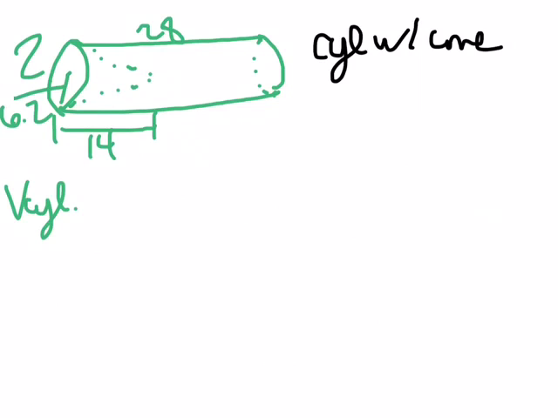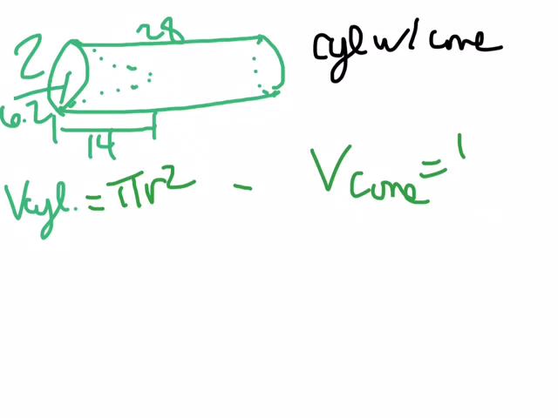Okay, so let's do volume first. Again, that's a little easier normally. It's just going to be the volume of the cylinder minus the volume of the cone, because we don't want it. So volume of the cylinder, pi r squared h, and then we're going to subtract the volume of the cone, which is 1/3 pi r squared h.